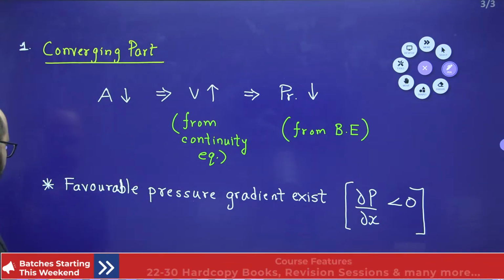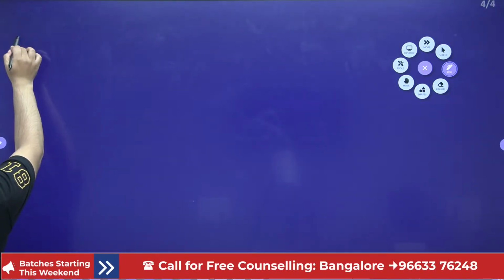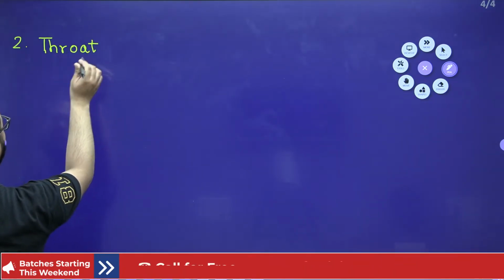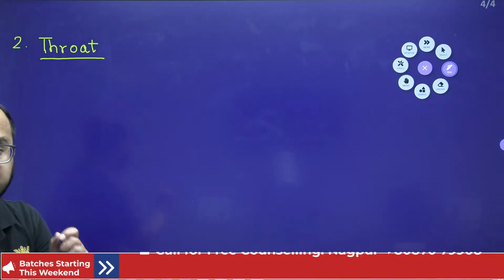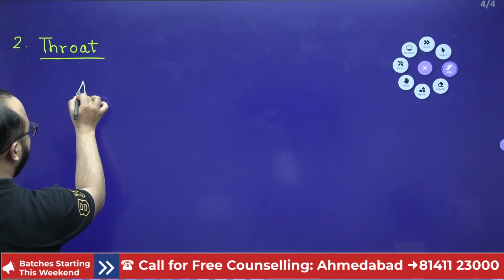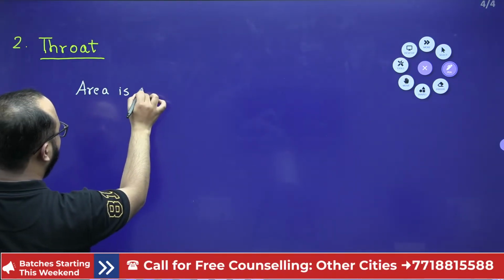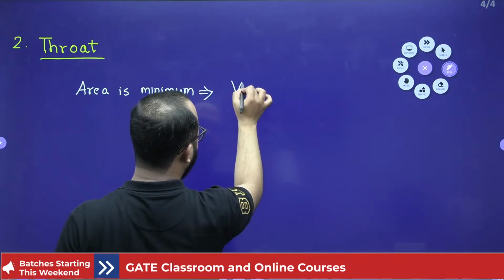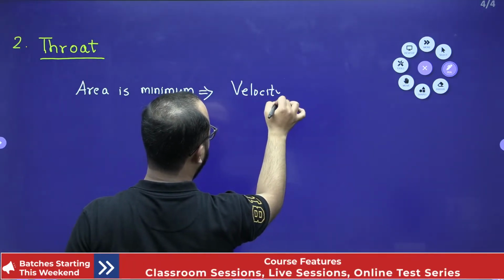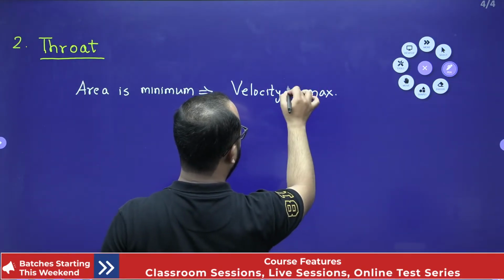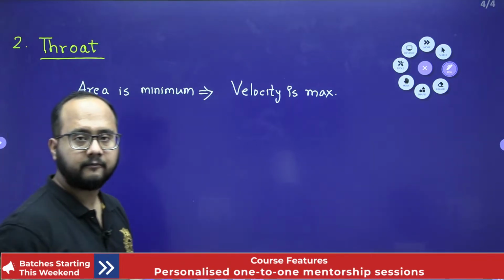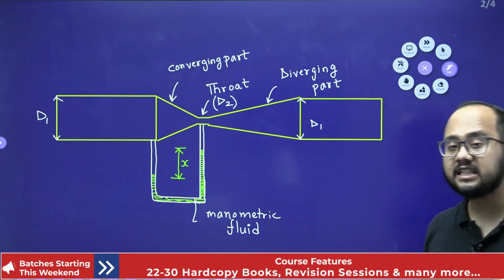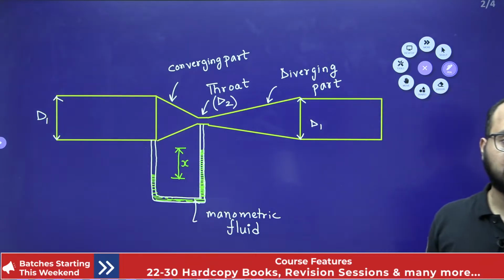Second is the throat. Okay, throat. Now please remember, in the case of the throat, area is minimum. So as a result, velocity will be maximum. Correct? Yes or no? Velocity will be maximum, right? Just see the diagram. Area is minimum at the throat. So when area is minimum, velocity will be maximum according to the continuity principle or continuity equation.